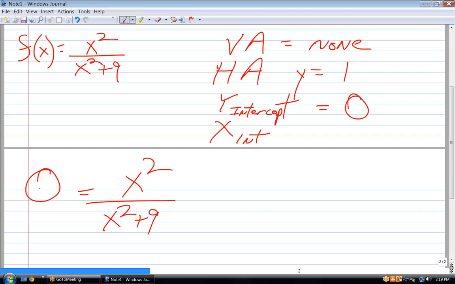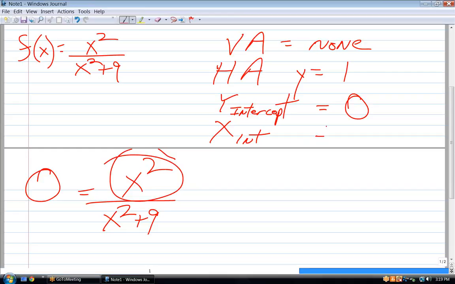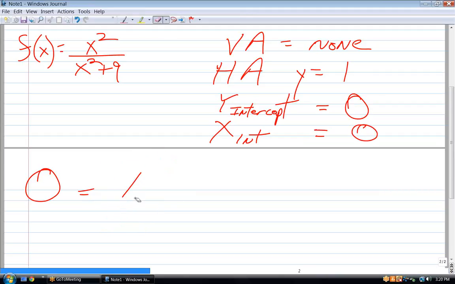Now, when you have 0 equal a fraction, it only can be true if this numerator is equal to 0. So the x-intercept has to be what? 0. And what was the last thing they asked for? To graph it. Okay.